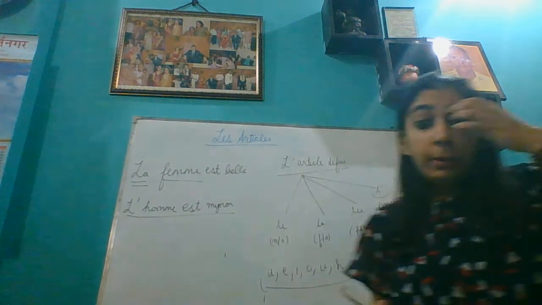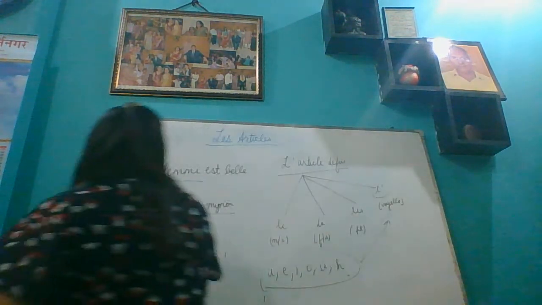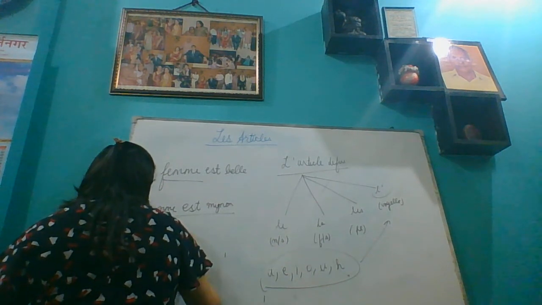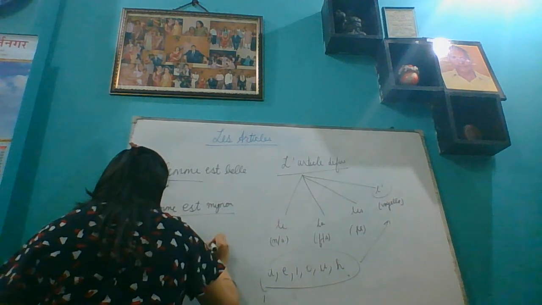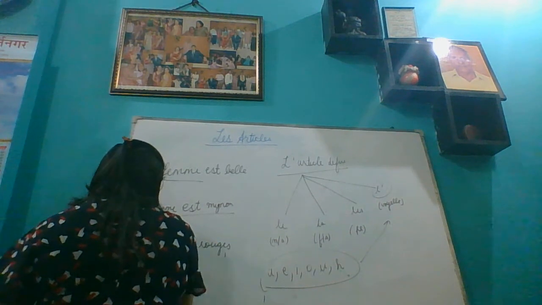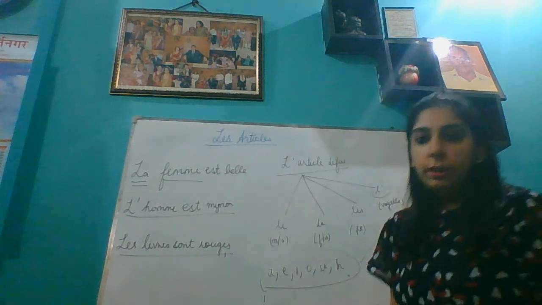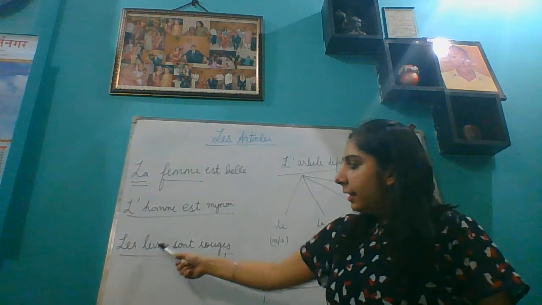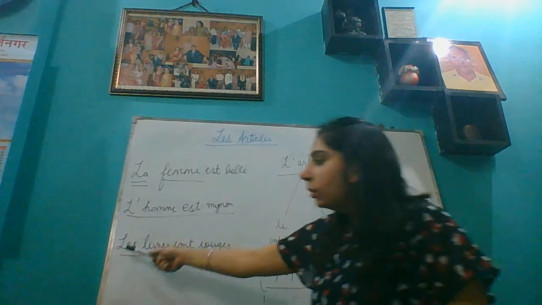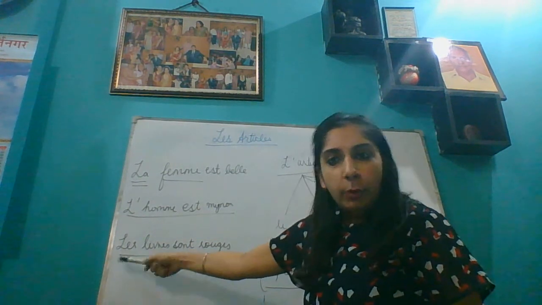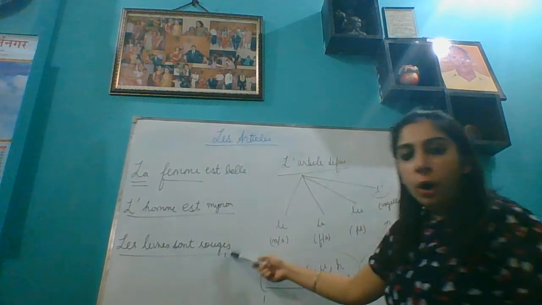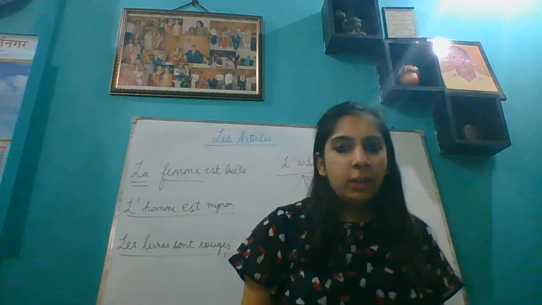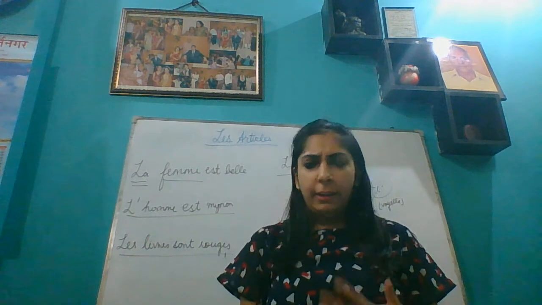Now let's see an example with the plural. Let's say I have to say les livres sont rouges. Les livres sont rouges. The books are red. Since livre is followed by an S, the article is also used as plural. So, les livres sont rouges. So, here we saw an example with article defini.